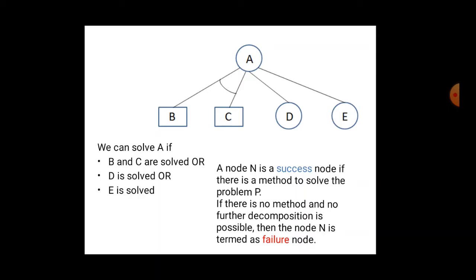In order to solve A, either B and C can be solved, or D can be solved, or E can be solved. After selecting any of these subproblems, we decompose further until the goal state is reached. If we reach a node which cannot be decomposed further and the node is not satisfying the goal state, then we consider such nodes as failure nodes.